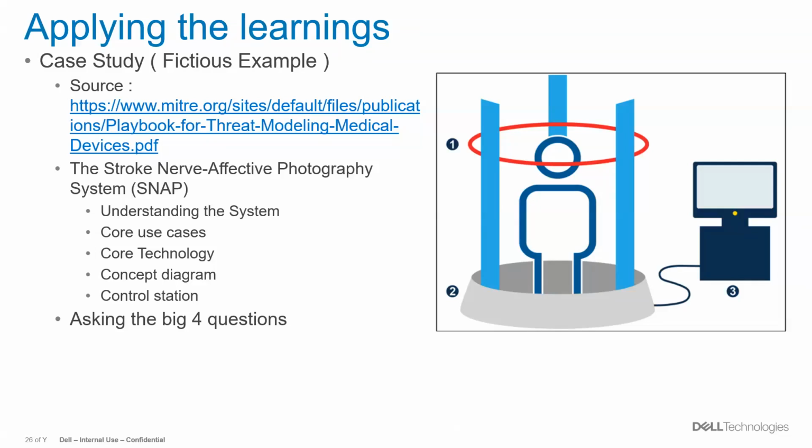Now, I'm skipping a lot of other details which you can read from the link I've given, but you need to look at the control station. So now in this control station, number 3, you can see that there are a lot of things that could be happening.